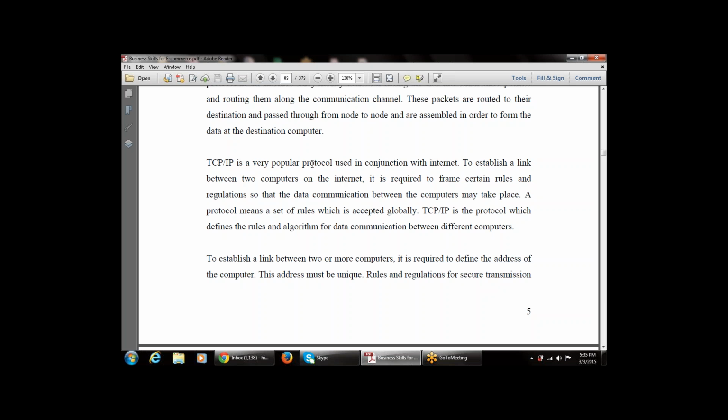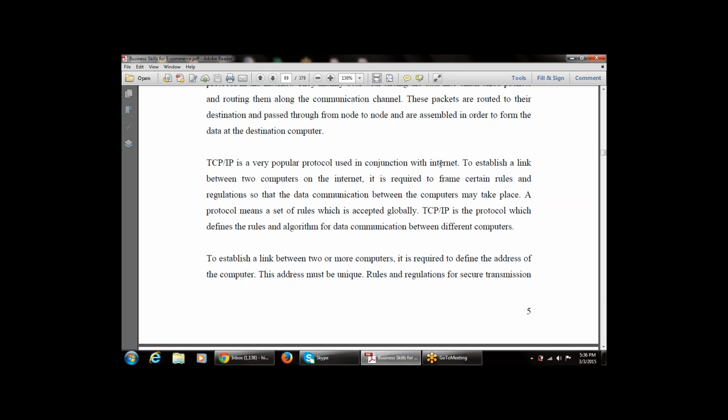TCP/IP is a very popular protocol, as I told you in the previous chapter, and also at the start of this chapter and today's class. TCP/IP is one of the main protocols used in networking in conjunction with the internet. Why is it so important? Because it contains a suite of protocols, a combination of protocols. TCP/IP contains many protocols used for connecting to the network. So whenever I say TCP/IP, it is not a single protocol; it is a combination of different protocols, the TCP/IP suite.